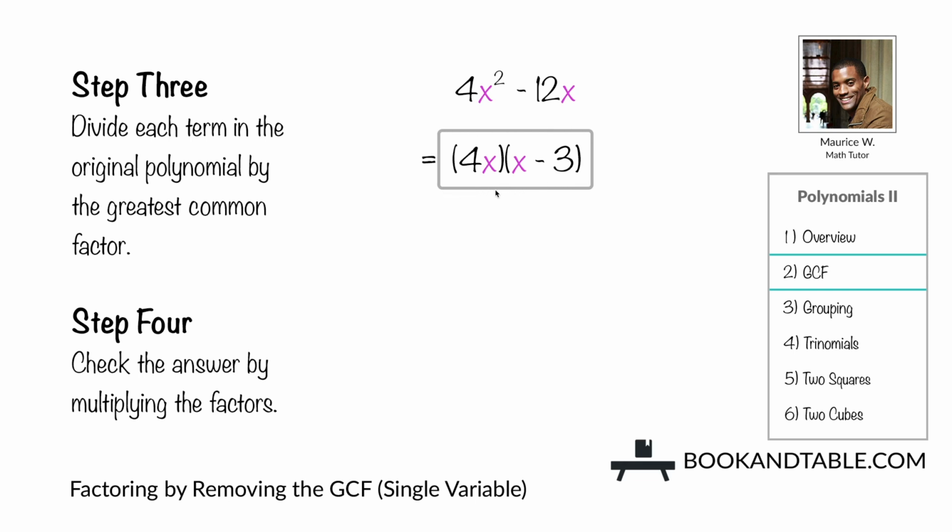And now step 4, check the answer by multiplying the factors. If we multiply these two factors, we should wind up with a product of 4x squared minus 12x. 4x times x is 4x squared. 4x times negative 3 is negative 12x. So we do wind up with our original polynomial, which confirms that 4x times x minus 3 are the factors of 4x squared minus 12x. So that is how you factor by removing the greatest common factor for polynomials with a single variable.